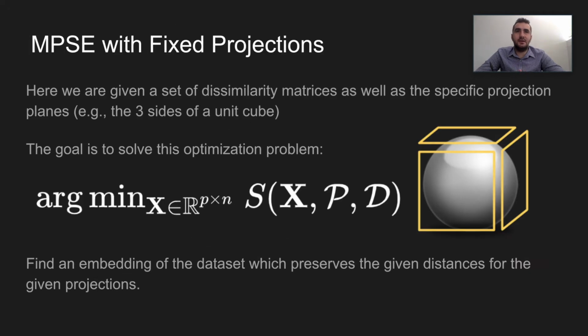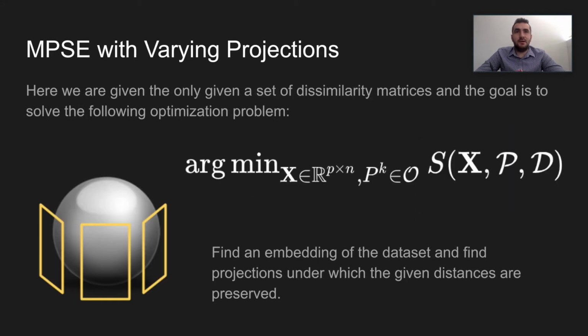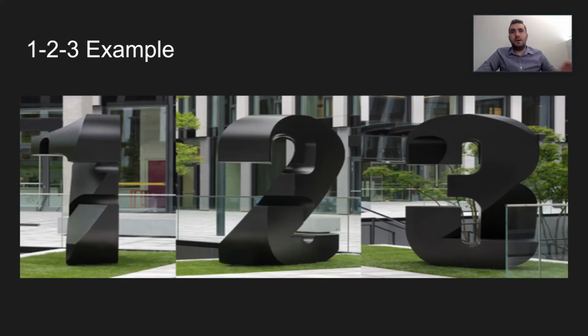In the first setting, the projections are given and fixed, so we only optimize over X1 up to Xn. While for the second setting, the projections are also variables. For both settings, we use stochastic gradient descent to solve the optimization problem. We would like to mention that MPSE applies to different types of datasets, such as 3D reconstruction, multiple graphs on the same set of objects, and datasets with multiple attributes. We demonstrate MPSE in action using several datasets.